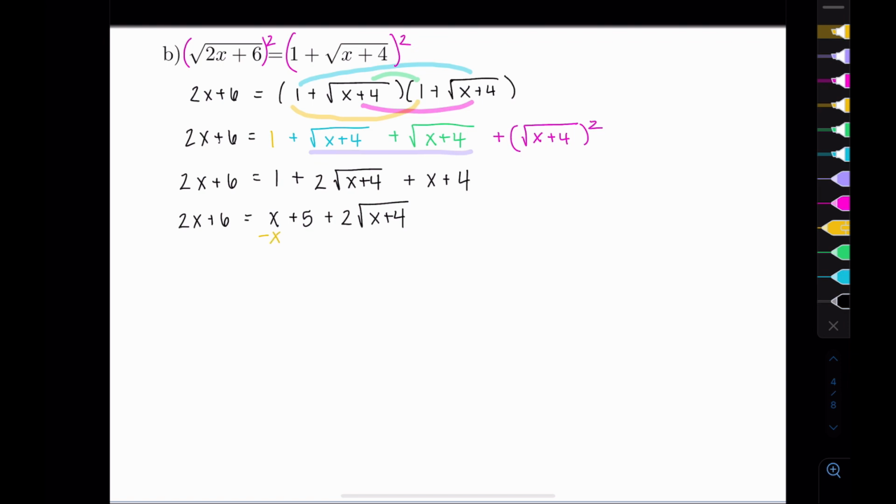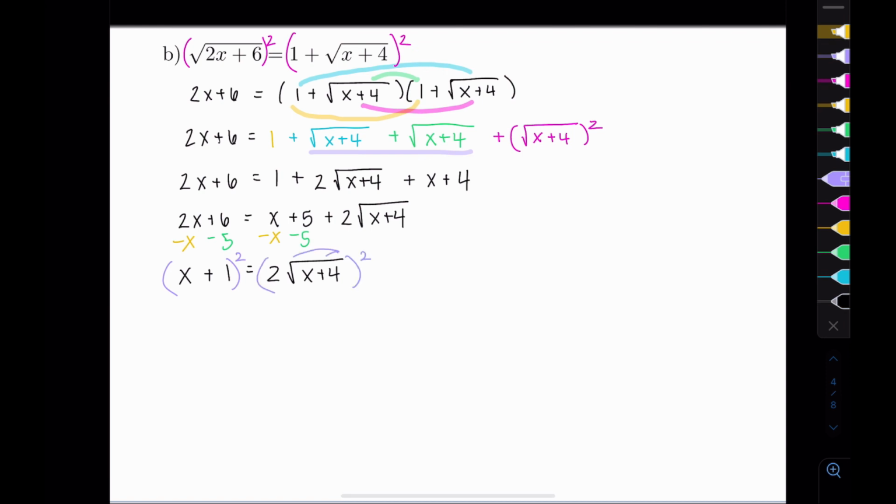Now I've got to move all the terms to one side to get the square root by itself. So we subtract x and we subtract 5. And that leaves us with x plus 1 is equal to 2 times the square root. Okay. So now we're sitting in a much better spot. I've got a square root by itself, which means I've got to square both sides.